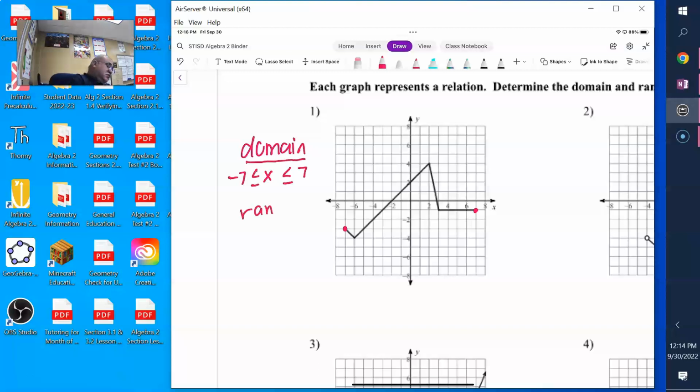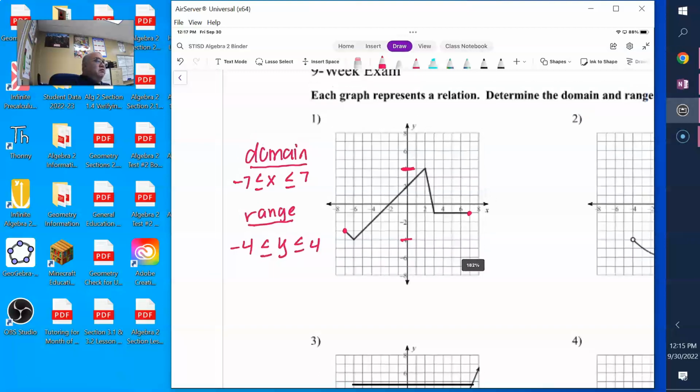The range, we're looking at the y values. So you want to look at the lowest y value. In this case, it's -4. You want to look at the highest y value, which is 4. To represent all the numbers between -4 and 4, it's going to be y. Anything that's below 4 is going to be less than or equal to 4. Anything above -4 is going to be greater than or equal to -4. So that's going to be the domain and the range for number 1.